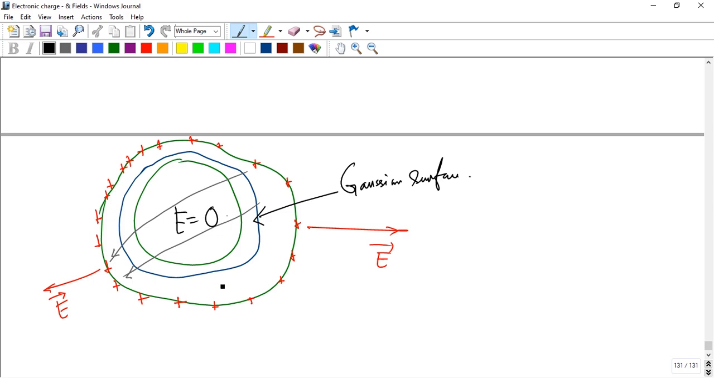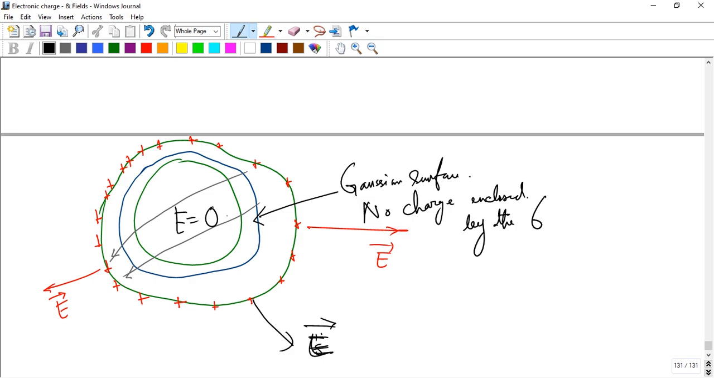But outside, there is an electric field, E outside. That is possible. So inside a conductor, the electric field is zero. With the help of Gauss's law, we know that no charge is enclosed by the Gaussian surface. So all the charges of the conductor are on the surface of the conductor.